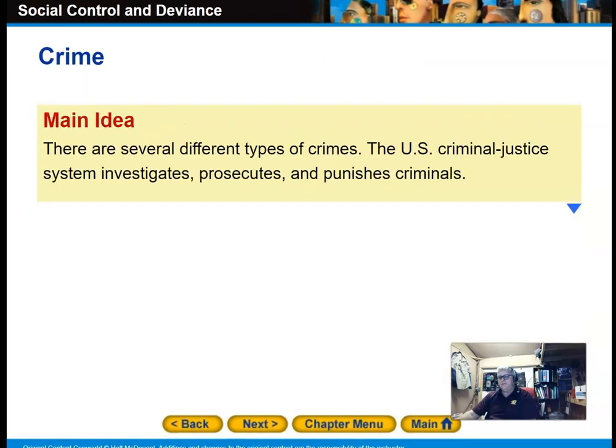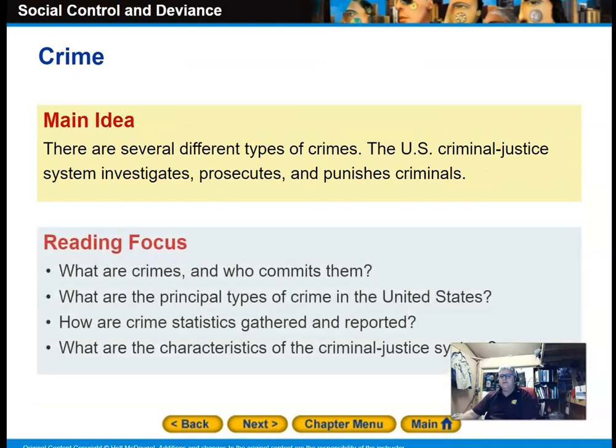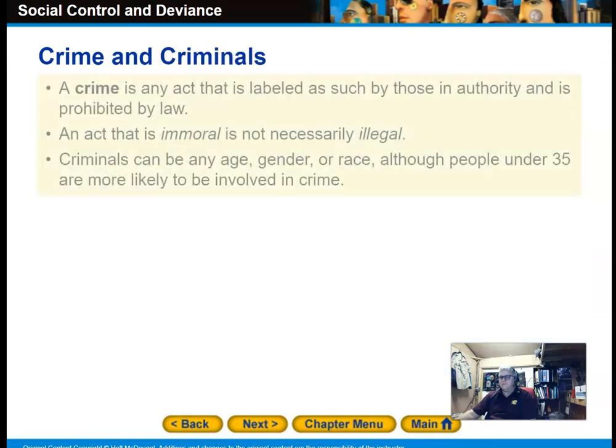and reported. So the main idea of this section is that there are several different crimes. The U.S. criminal justice system investigates, prosecutes, and punishes criminals. So in your notes for this section, you should have: what are crimes and who commits them? What are the principal types of crime in the United States? And how are crime statistics gathered and reported? What are the characteristics of the criminal justice system?